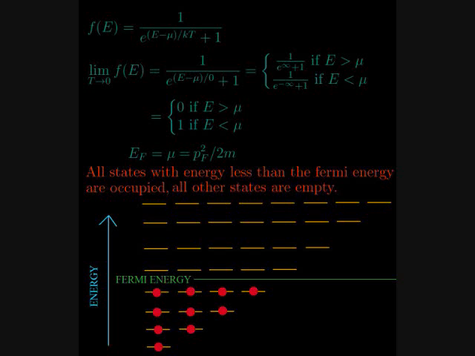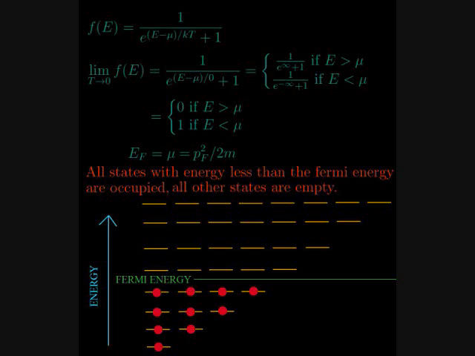And so when e is less than mu, the distribution function becomes 1 over e to the negative infinity plus 1. And when e is greater than mu, e minus mu is positive, so e to the positive infinity is infinity. And 1 over infinity is 0.